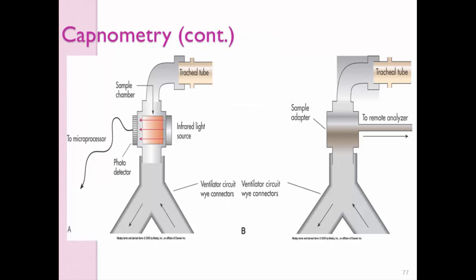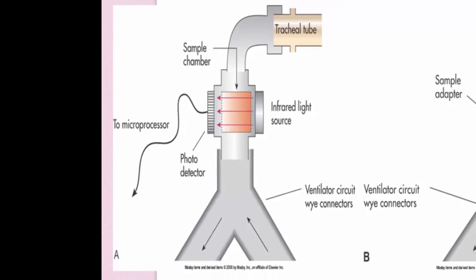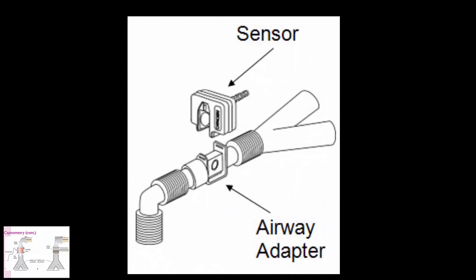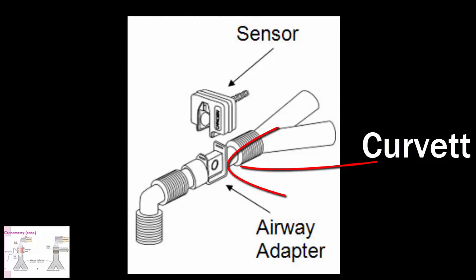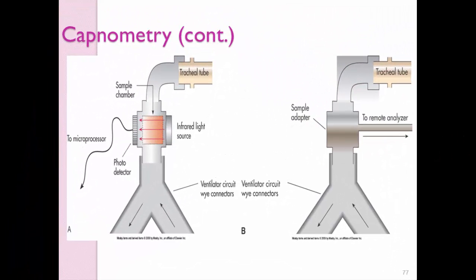And here's an example of each of those. The one that we see is the one on the left here, where you actually have a sensor connected onto the circuit. So you have to have a cuvette and then a sensor that shines the light through the windows of the cuvette and comes up with a value. The other on the right hand side here is where there's actually some gas removed during the exhalation and it measures the CO2 level there.